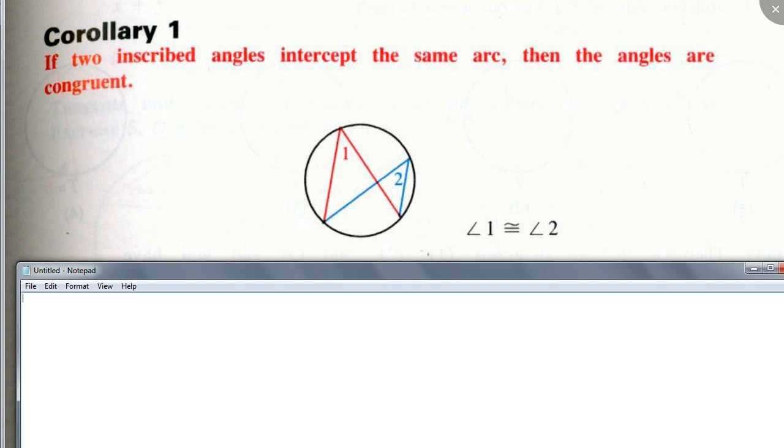Now, would this be true? This is very easy to show. Let's say this intercepted arc is 2x. What's the measure of angle 1? X. What is the measure of angle 2? X. It's sharing the same arc. Does that make sense? So, if 2 inscribed angles intercept the same arc, then the angles are congruent. That's easy to show, right? All right, so write this down.